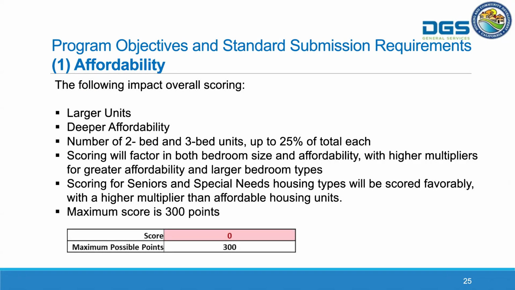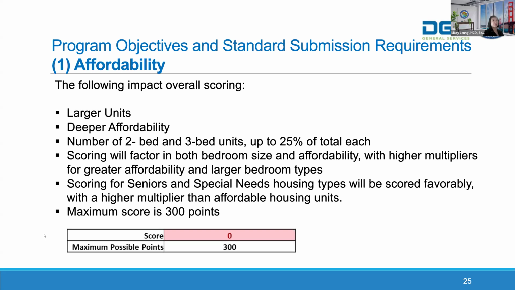Thank you, Tim. I'll walk through the affordability scoring overview section because it is an important evaluation for each project submission. There are several factors contributing to the overall affordability scores. One is the unit size. Larger units tend to score more favorably. Affordability level. Projects with deeper affordability will receive higher scores.